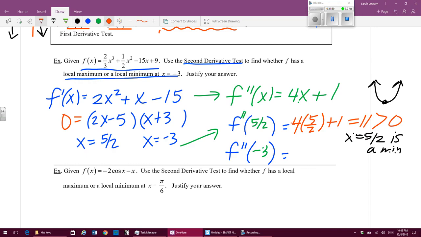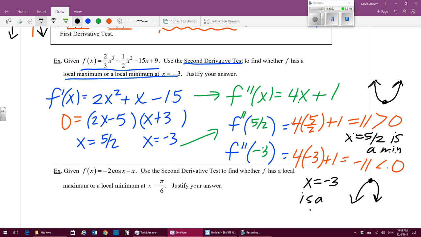And I'm going to do the same thing with negative 3. I'm going to say 4 times negative 3 plus 1. And I get negative 12 plus 1, or negative 11. Negative 11 is a negative number. That tells me my second derivative is negative. So therefore, x equals negative 3 is a max. And we would justify by saying this is from the second derivative test.